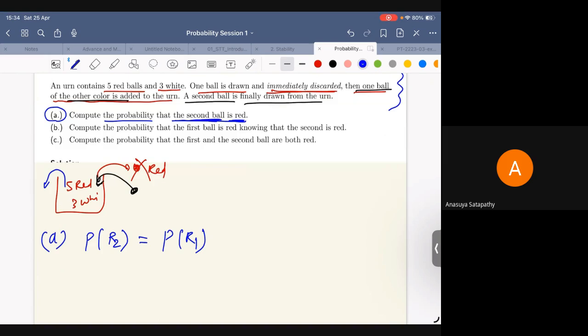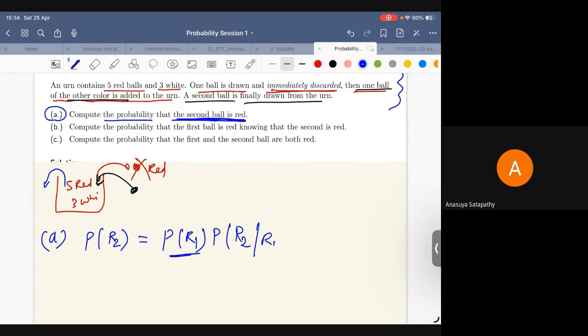So what condition should I apply? The second time I draw, it says the second ball should be red. So the probability of the second ball being red, given that my first ball was red. Or I can also write, for example, that the first ball I got was white. So the probability of a white ball, let me write W1, the first draw as a white ball. I got the white ball, so let me throw it out. Now I will add a red ball inside the bag.